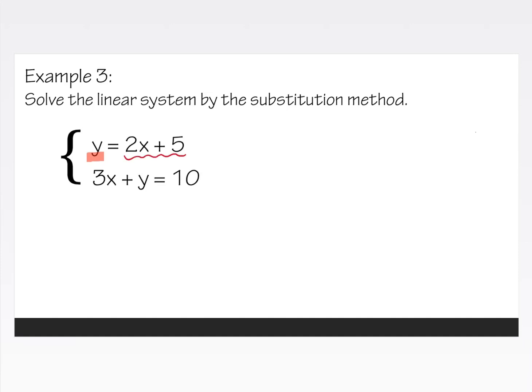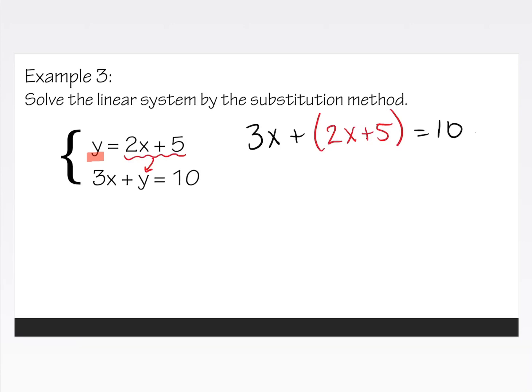Now in my second equation, I already have a y. 3x plus y equals 10, so I'm going to plug this entire quantity wherever I see a y in my other equation. So I will end up getting 3x plus 2x plus 5, that was my y value from the previous equation, equals 10.